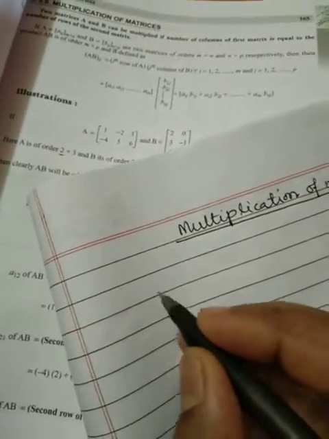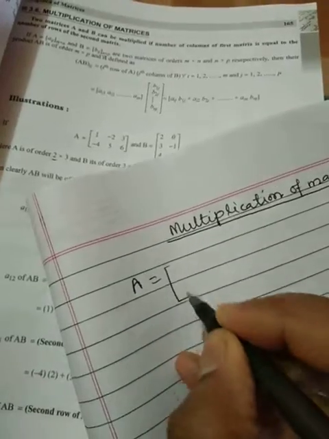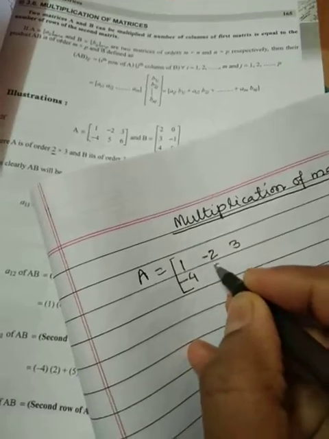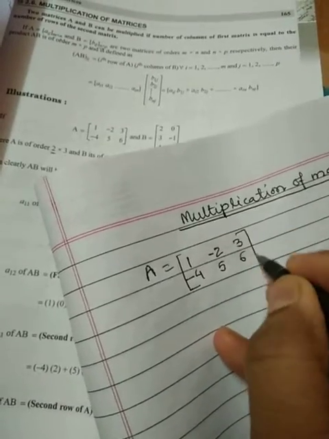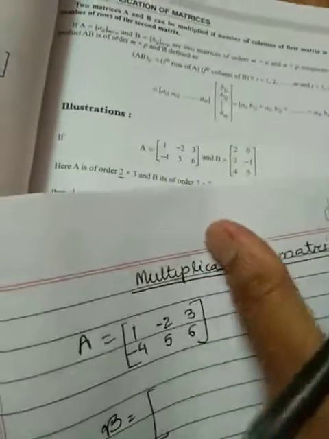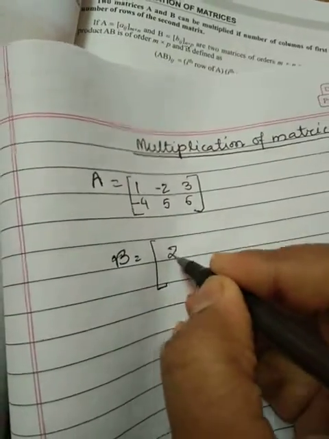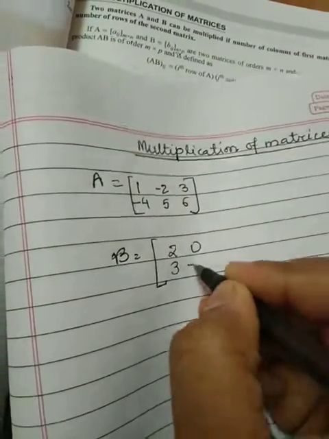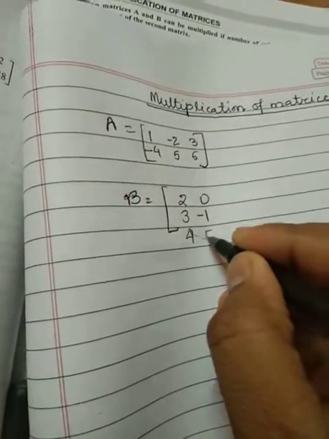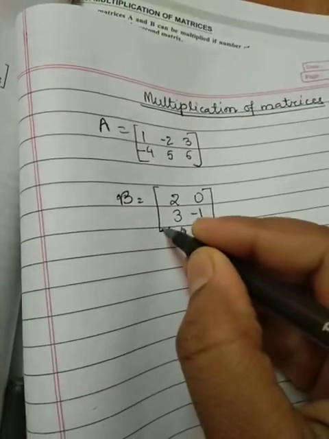Let me write these two matrices. A is equal to 1, negative 2, 3, negative 4, 5, 6. This is A. And B is 2, 0, 3, negative 1, 4, 5. Okay. These are the two matrices we have to multiply.